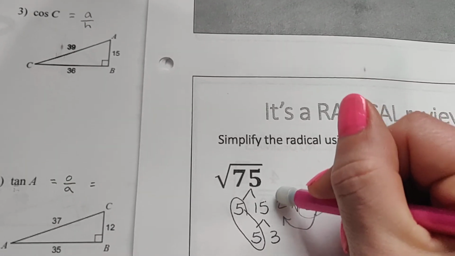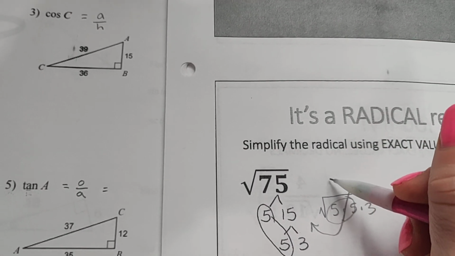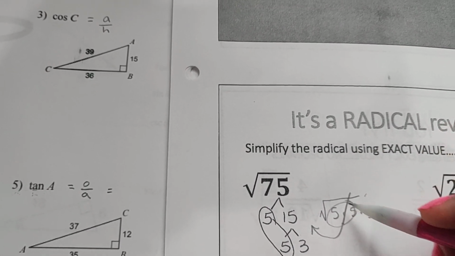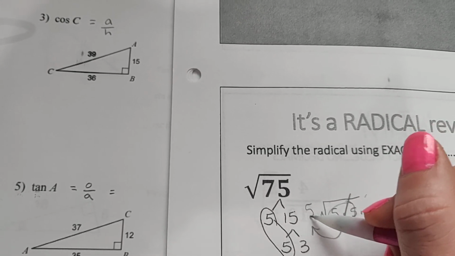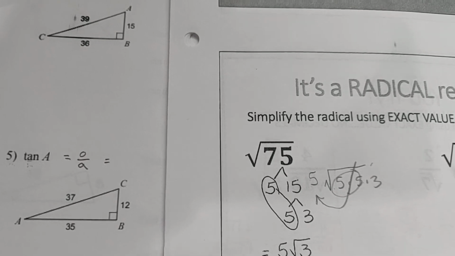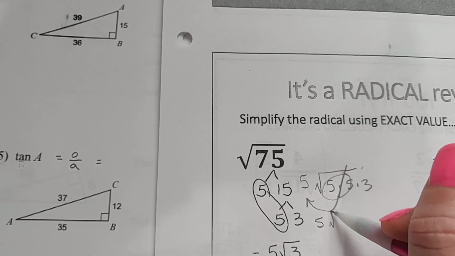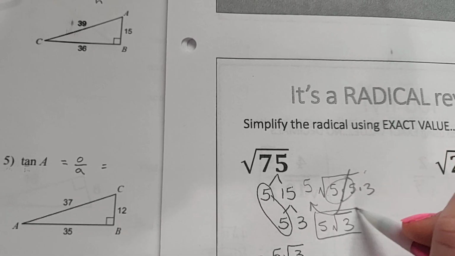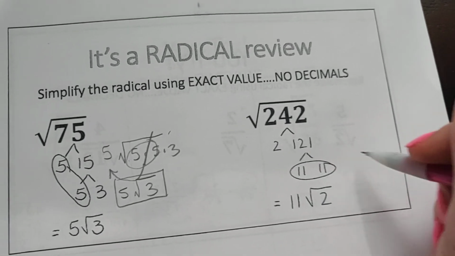Oopsies, that's a 5, not a 2. When I do that, that's the same as having the square root of 25. 5 times 5 is 25, but the square root of 25 reduces to simply just 5. But I also have a 3 left over. So now I have 5 root 3. There's my simplified answer.